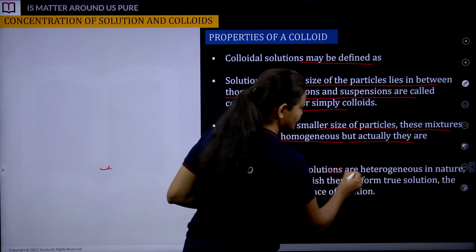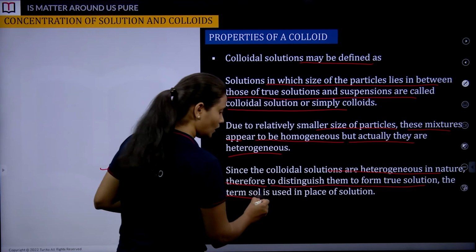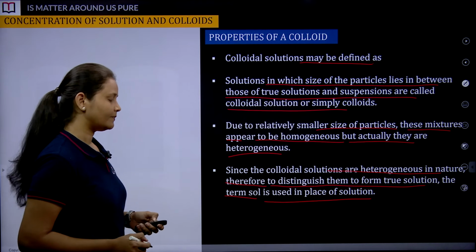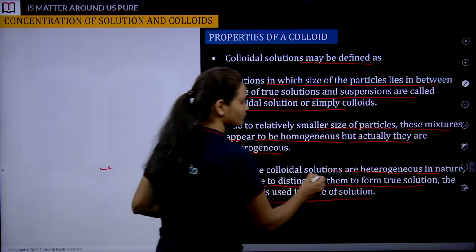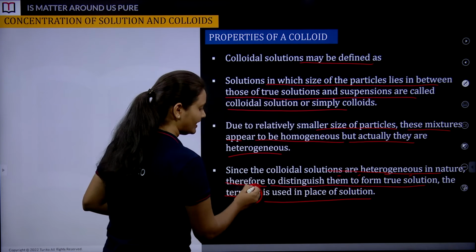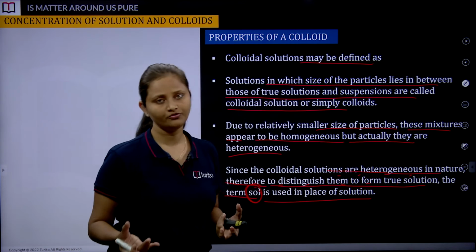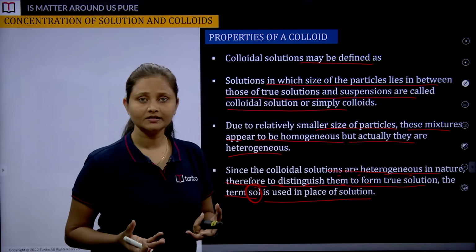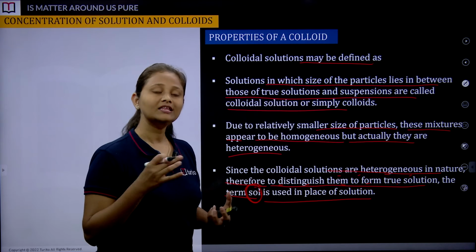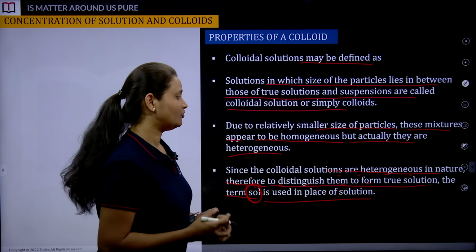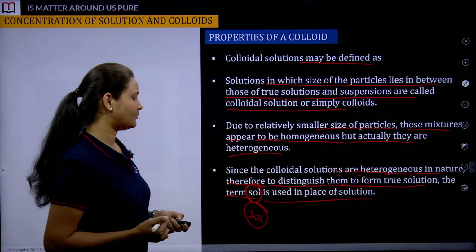Since colloidal solutions are heterogeneous in nature, to distinguish them from true solutions, the term sol is used in place of solution. So we refer to colloids as sol, S-O-L. Students, try to understand: true solutions are homogeneous in appearance. Colloids also appear homogeneous, but in actual fact they are heterogeneous, and that's why we can refer to colloids as sol also. It's a different name for the same type of solution.